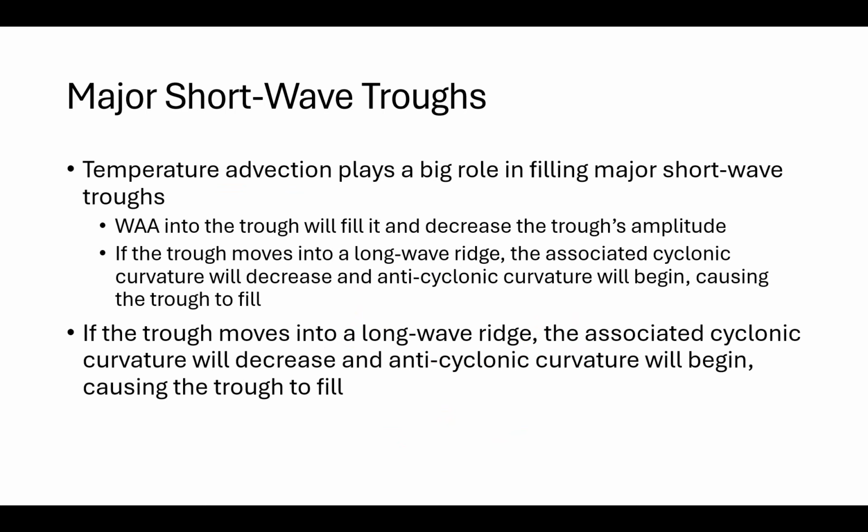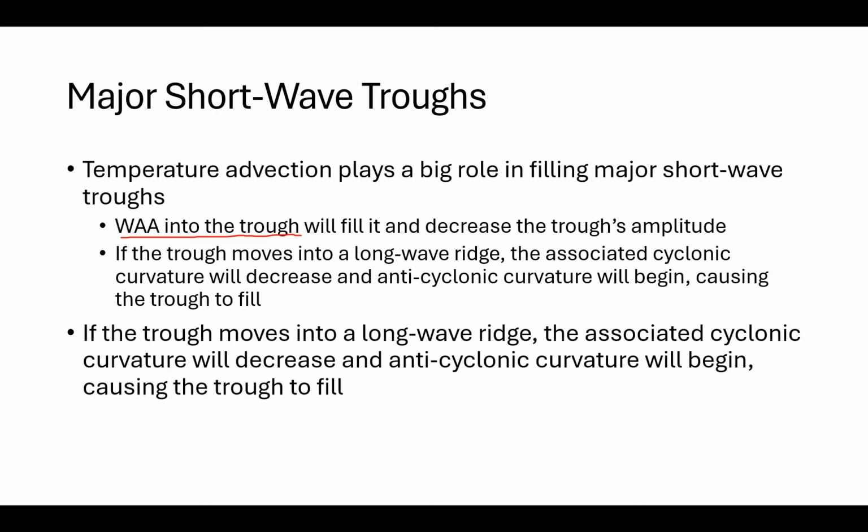Temperature advection plays a big role in filling a major shortwave trough. If you get warm air advection into the trough, this will fill it and decrease the trough's amplitude. If the trough moves into a long wave ridge, that's also not a good situation for a shortwave trough. It's going to weaken or fill the trough. The associated cyclonic curvature into that long wave ridge will decrease. You get more anticyclonic curvature, which will begin causing the trough to fill.